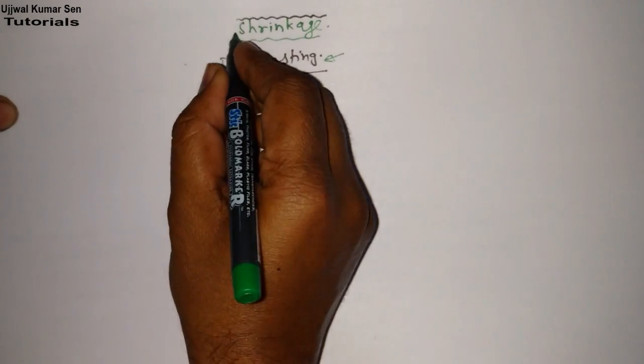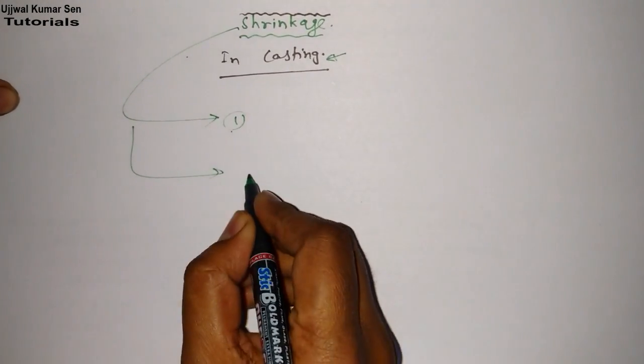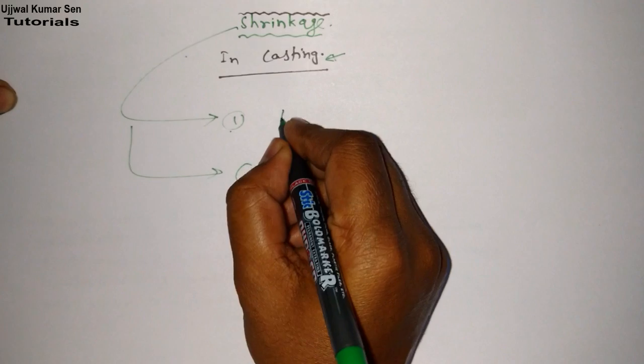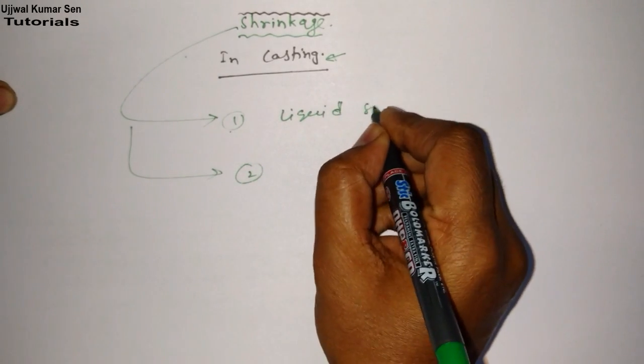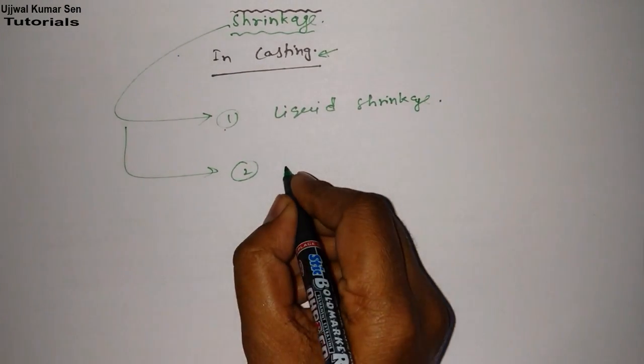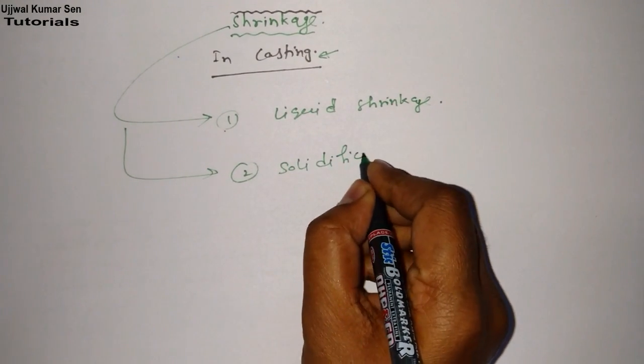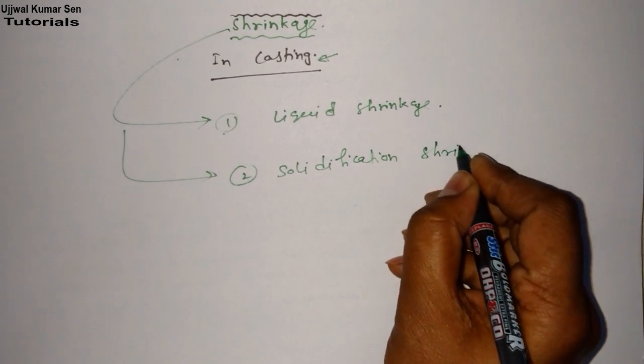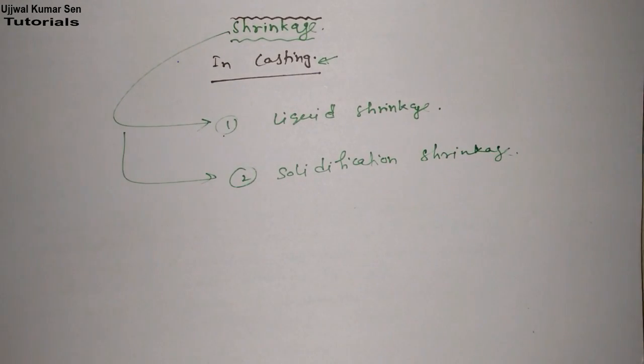There are two types of shrinkage. First is liquid shrinkage. When liquefaction is going on and shrinkage is happening, that is known as liquid shrinkage. Another one is solidification shrinkage. It happens at a constant freezing temperature, during phase transformation. If shrinkage takes place at that time, it is known as solidification shrinkage. So this is all about shrinkage.